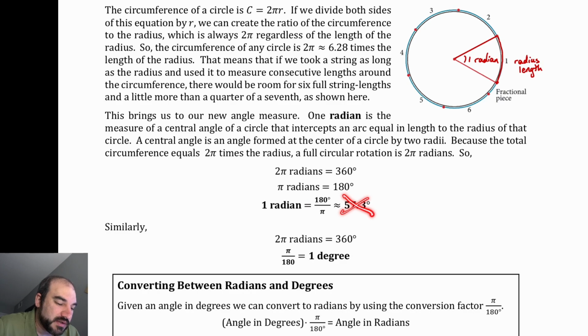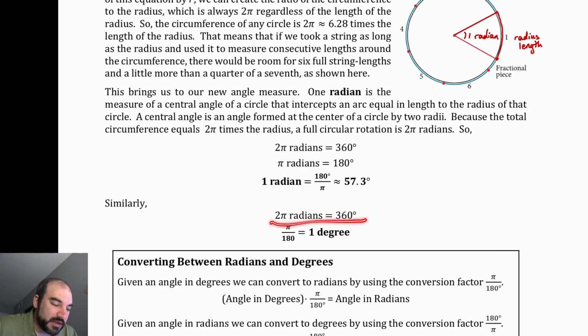We don't really use this 57.3 degree measure. That's just so you have an idea of how big 1 radian is. It's always going to be 57.3 degrees, but we don't necessarily use that in conversions. We can also solve the same equation, the 2 pi equals 360, for 1 degree, which would give us pi over 180. You notice that these two are just reciprocals of each other, right?